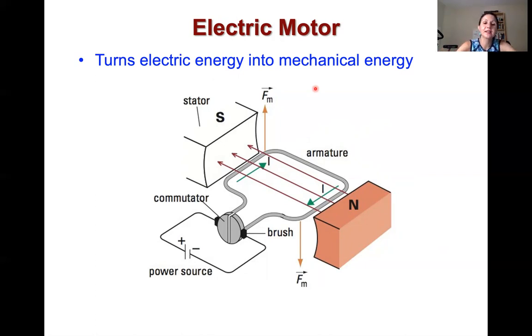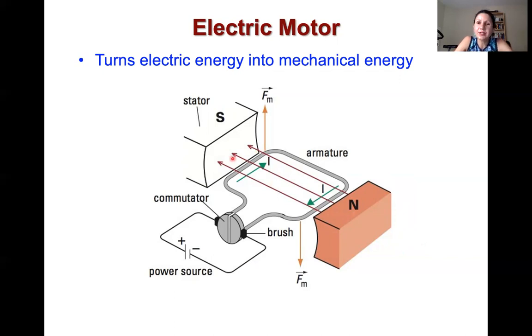So in that case, there is a power source, like a battery, which is connected to a loop like this. So when you connect it, there's going to be current in it. Now imagine you put this loop in an external magnetic field. In this example, the north side is here, the south side is here, so magnetic field lines are going to be there.